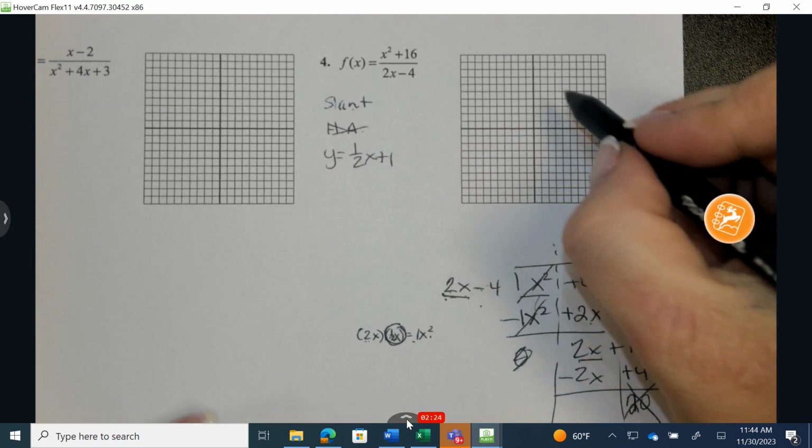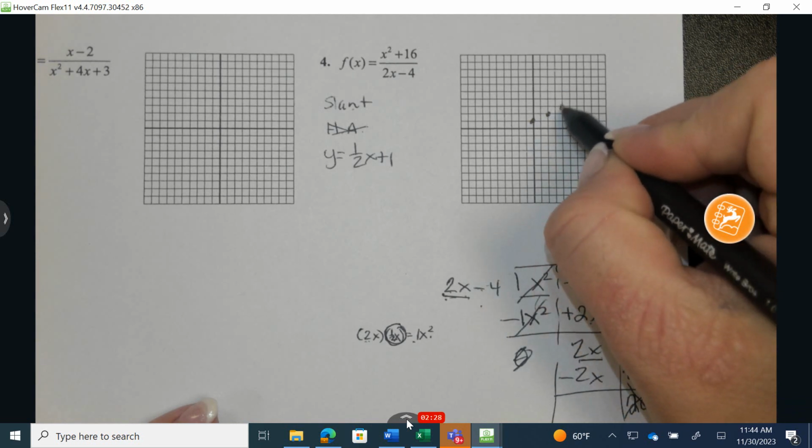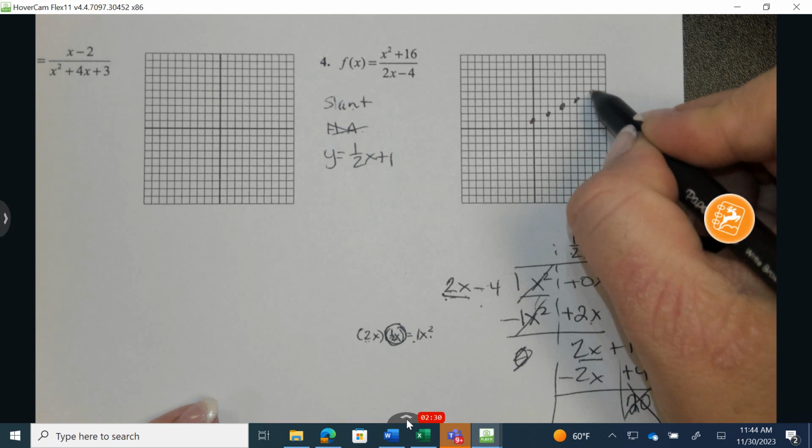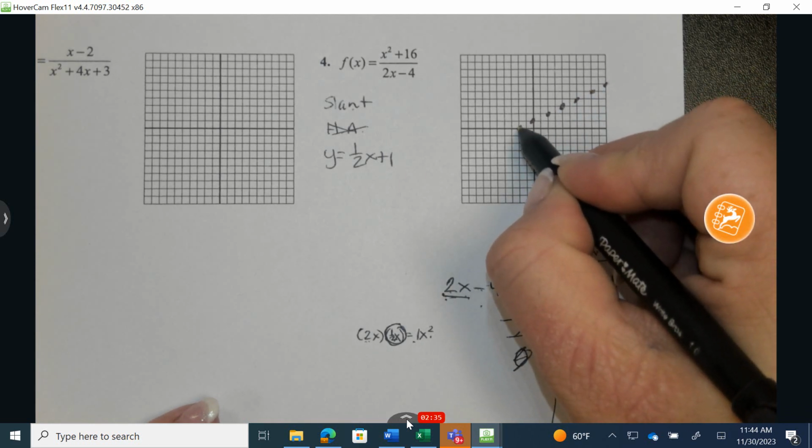So I'm going to go ahead at this time and graph that. So I start at 1 and I'm going up 1 and over 2. Up 1 and over 2, and I'm going to do that throughout the graph. And then I'm going to go down 1 and over 2.